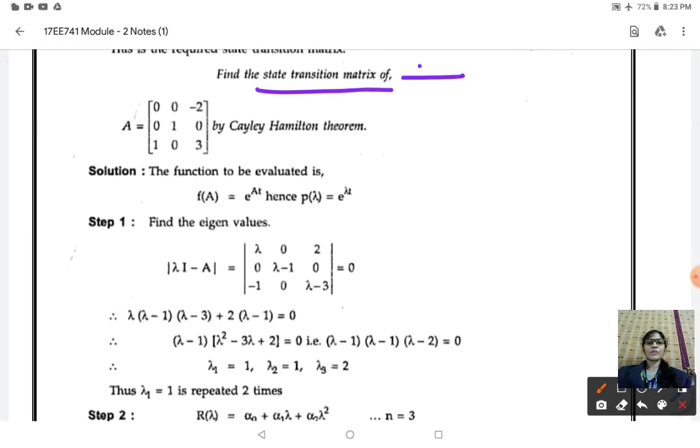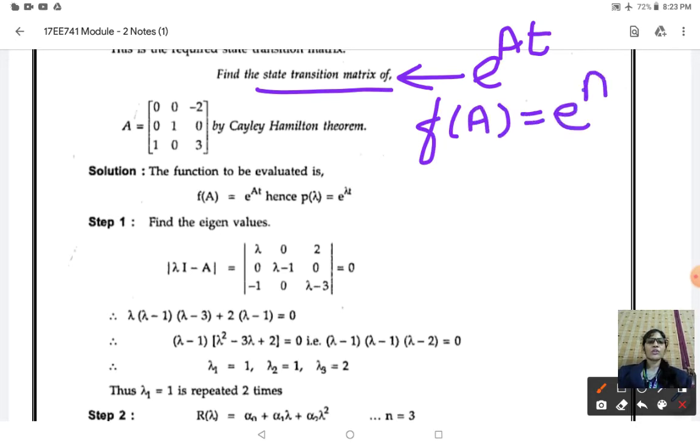So, what is the representation of your state transition matrix? It is nothing but e to the power of At. Now we need to identify what e power At is. So the function that we need to obtain is f of A, which is your e to the power of At. Now we need to write what is our p of lambda, because we are not going to keep A as such while solving with the Cayley-Hamilton method. In this you need to identify the characteristic polynomial p of lambda is equal to e to the power of lambda t.